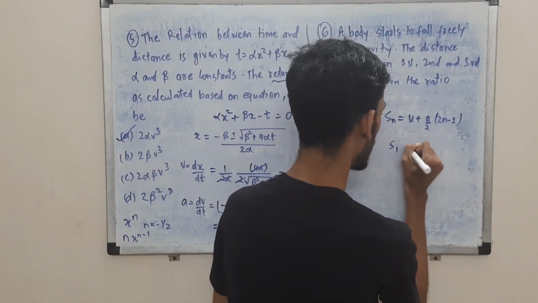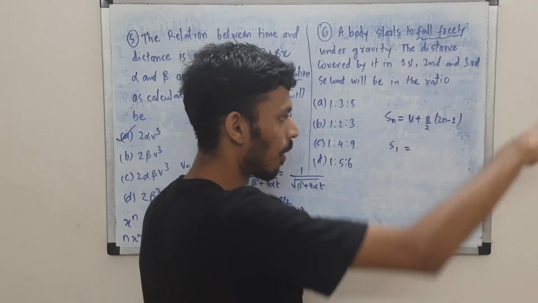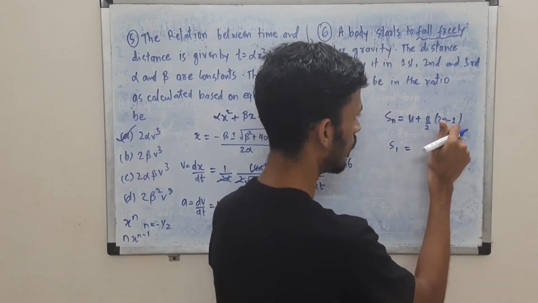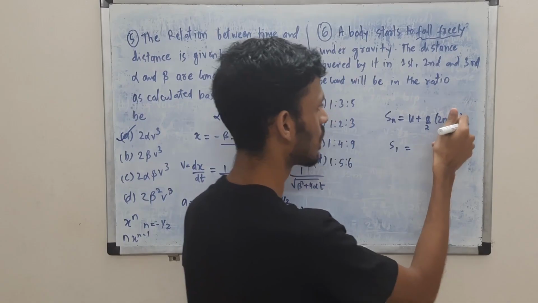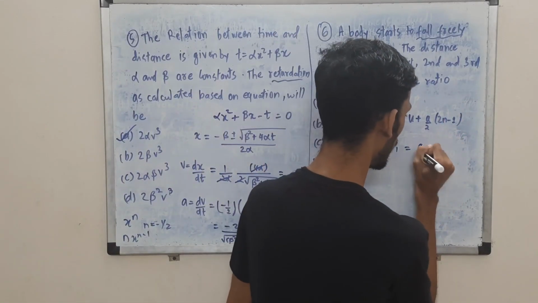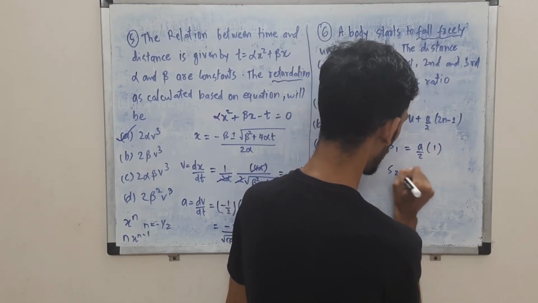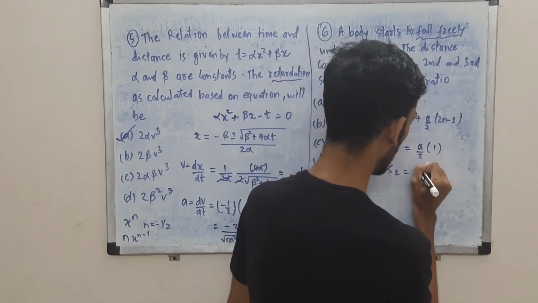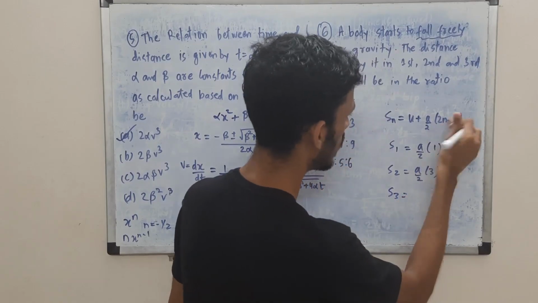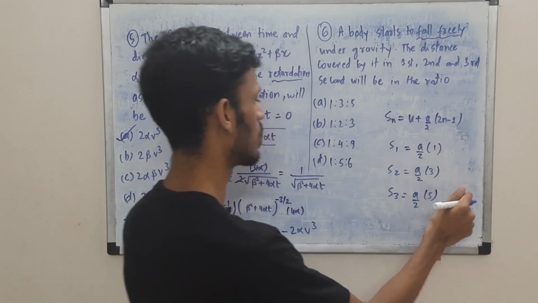So S1, you can see that u is 0 basically, falling freely. You just dropped it, so initially u is 0. So this (2n minus 1) upon 2 will generate odd numbers. Here you'll have a by 2, and when you put n as 1, it is 1. Then for S2, 2 into 2 minus 1 is 3. Odd numbers it will generate: 1, 3, 5, since 2 threes are 6 minus 1. So if you take the ratio, you will get 1 is to 3 is to 5.